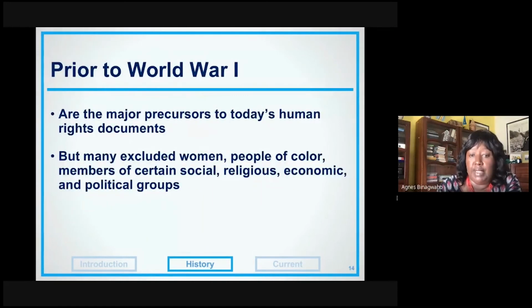All these documents have influenced the modern Universal Declaration of Human Rights, but the majority of them were excluding a big portion of the society, including women, people of color, members of certain social, religious, economic, and political groups, and there was still slavery. These documents were missing a big portion of Homo sapiens species.